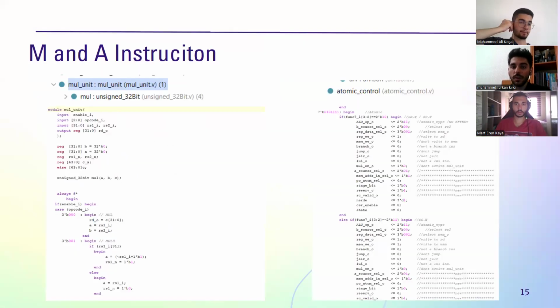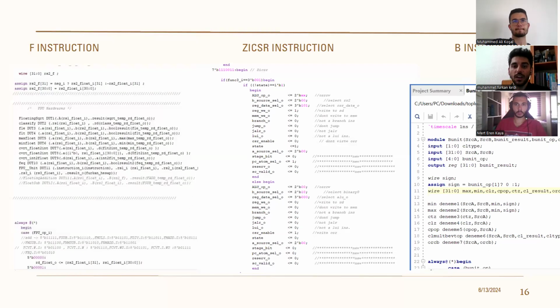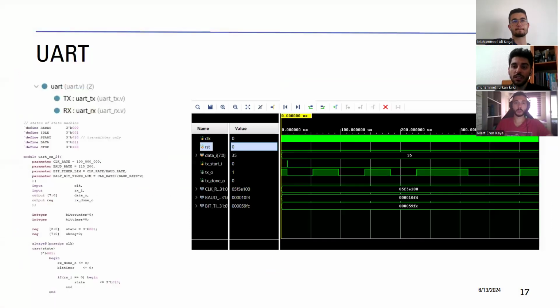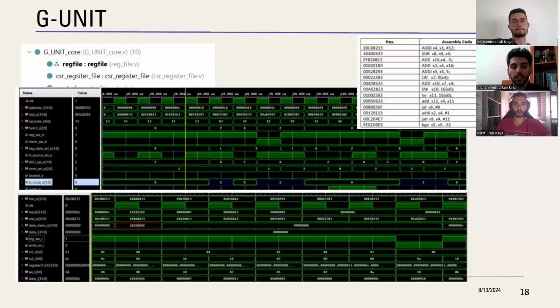Our first aim in the project is to complete all requirements. The requirements are optimized to run faster after the design stage is over. Here, you can see the multiplication, atomic, floating point, Zicsr, bit manipulation instructions, and also UART communication design and test results. After which, the whole system was merged. This stage was the most difficult part of the project.